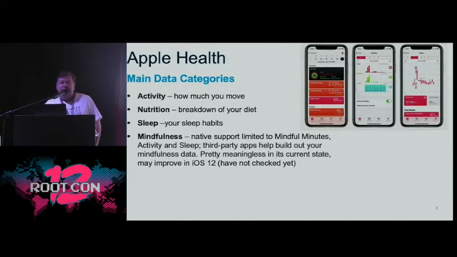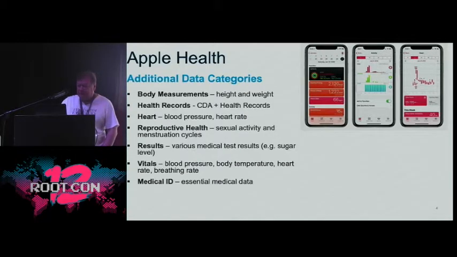Basically, there are 4 main categories of data in Apple Health. There is activity, how much you walk, run, or swim. There is nutrition data, a breakdown of your diet. There is some data about sleep. It's not really well collected. Actually, you have to use third-party hardware for that. And there is also some information about mindfulness. It's also not developed well yet. Probably we haven't seen how iOS 12 is about that. Probably better than in early versions.